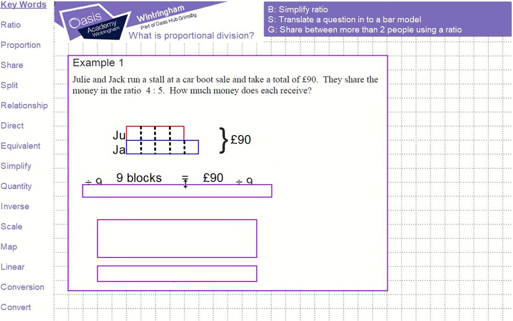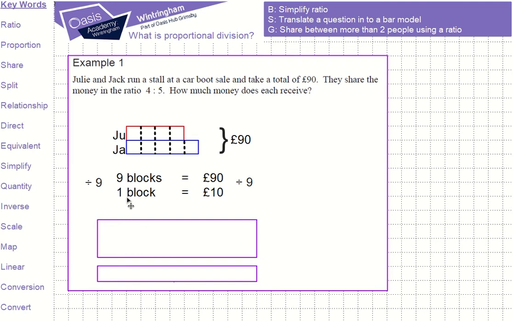And our first bit of working out is to write down that 9 blocks, I can count these up, 1, 2, 3, 4, 5, 6, 7, 8, 9. 9 blocks equals 90. So these 9 blocks here equal this amount of money. And what I want to do is work out how much one block is going to be worth. To figure that out, I need to divide 9 blocks by 9 to get 1 block. And I also divide the other side by 9 as well. So 1 block equals £10. I've divided that by 9.